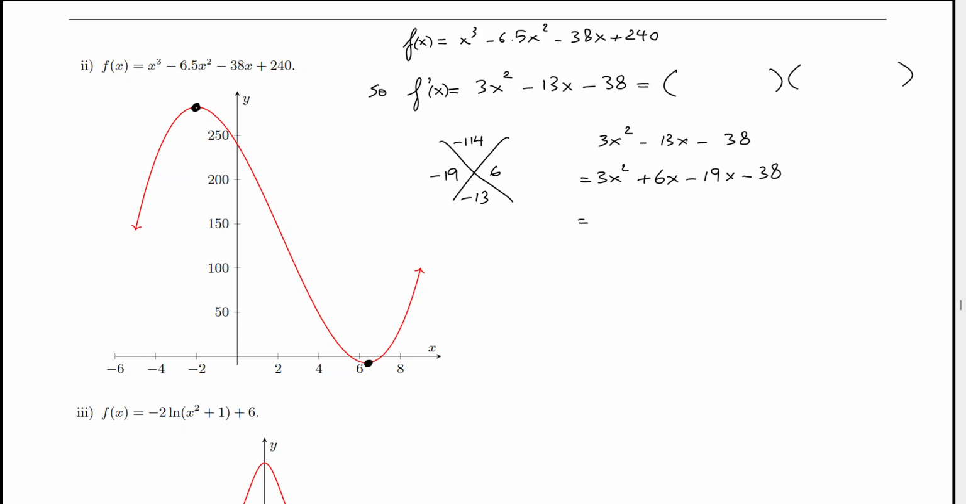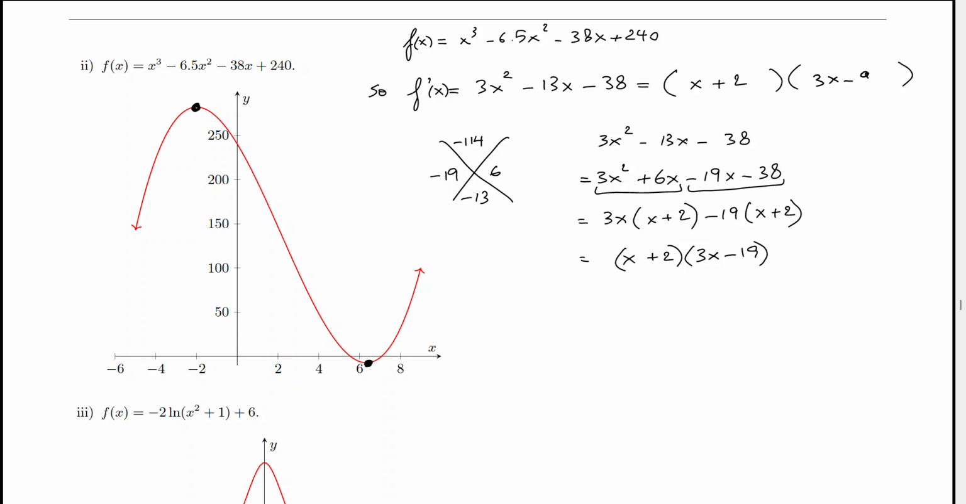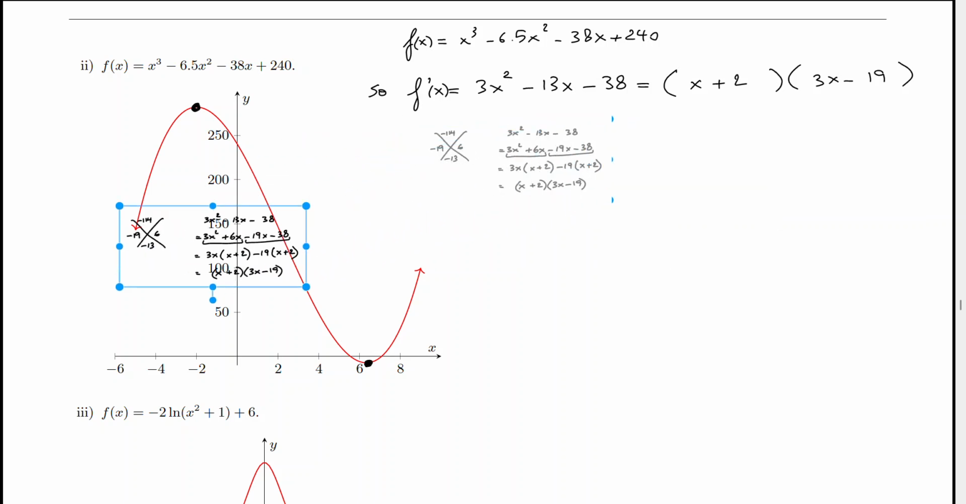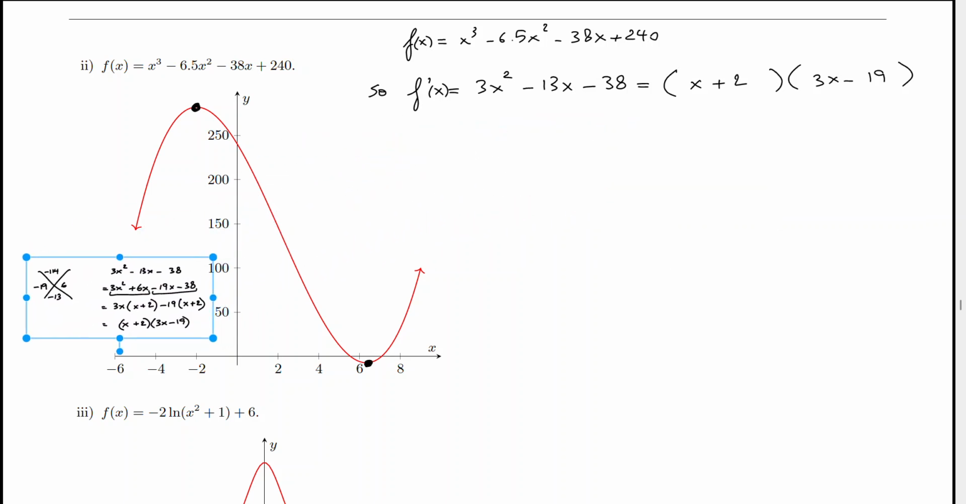And so factoring the first two, I'm going to pull out a 3x. That will give me x plus 2 as leftovers. And then from the second two terms, I'm going to factor out negative 19. And when I do that, I get, again, x plus 2. So the final answer should be something like x plus 2 multiplied by 3x minus 19, right? So that's my factored version of the derivative. I'll keep this off to the side, and that way we can refer to it if we need it. But this is how you would factor the derivative f prime of x.